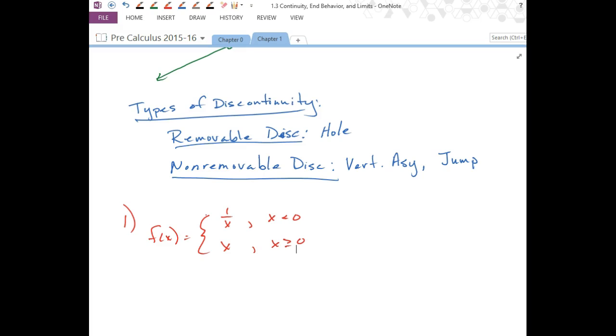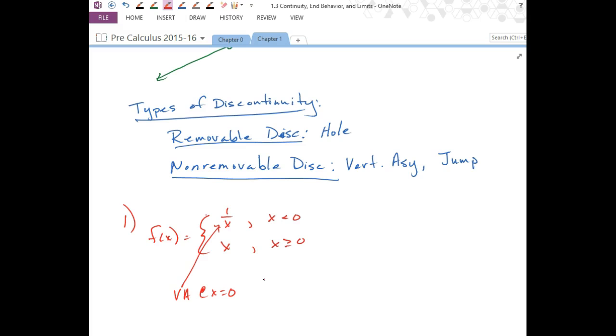Okay, so of the two pieces, let's start with the top piece. Is there any value that would make the denominator 0? 0. Okay, so that means that there's a vertical asymptote at 0. How do I know that? Because the denominator is 0. So I can say there's a vertical asymptote at x equals 0. Anything that makes the denominator 0 causes a vertical asymptote.